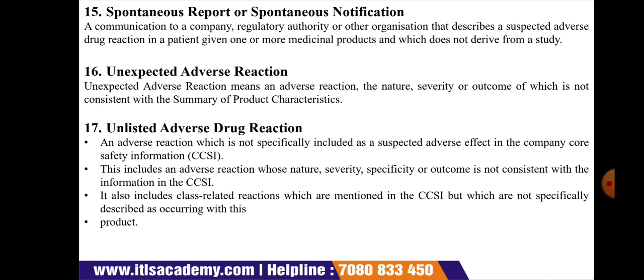Then comes the unexpected adverse reaction. Unexpected adverse reaction means an adverse reaction, the nature, severity or outcome of which is not consistent with the summary of product characteristics. Then comes the unlisted adverse reaction. An adverse reaction which is not specifically included as a suspected adverse effect in the company core safety information. This includes an adverse reaction whose nature, severity, specificity, or outcome is not consistent with the information in the CCSI. It also includes the class related reactions which are mentioned in the CCSI but which are not specifically described as occurring with this particular product.